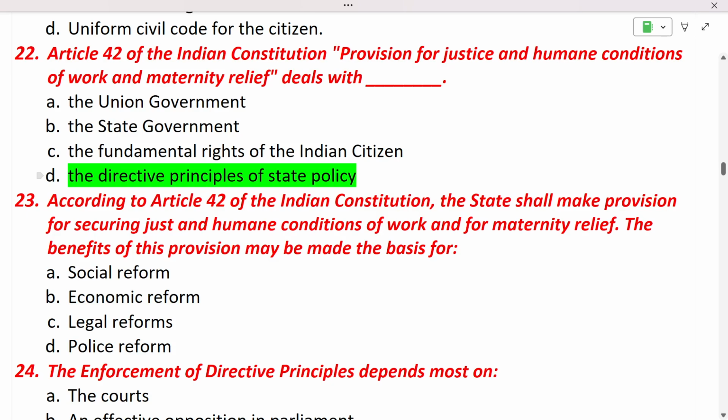Question number 23. According to Article 42 of the Indian Constitution, the states shall make provision for securing just and humane conditions of work and for maternity leave. The benefits of this provision may be made on the basis of social reform, economic reform, legal reform, police reform. So the answer is D.